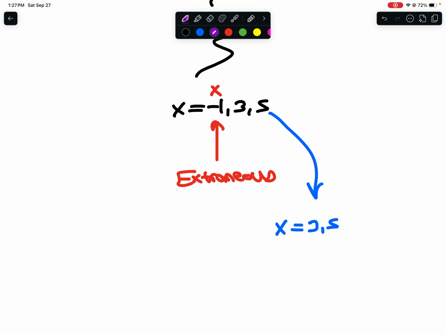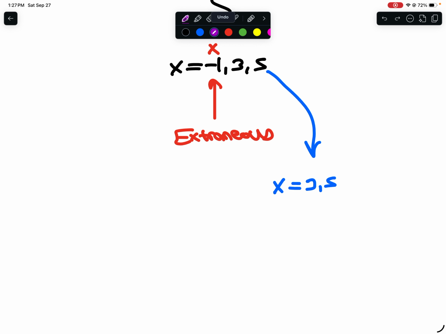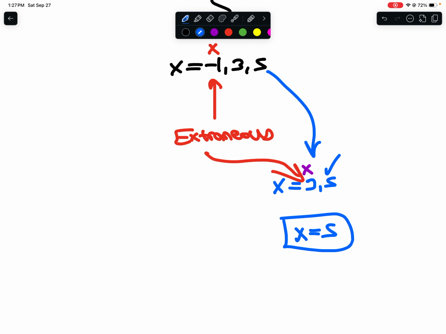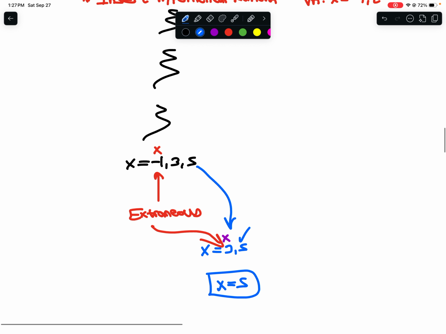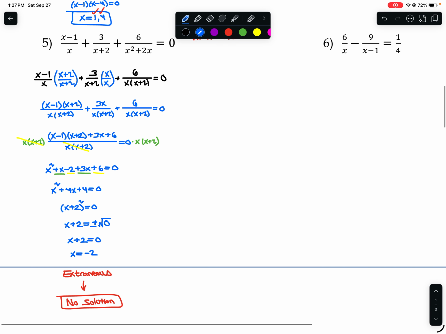So of course you do still need to plug in the 3 and the 5 into your hypothetical rational and see which one works, because this one may be a vertical asymptote, and then, for example, 3 may be extraneous and not work when you plug it in, but then the 5 may work. So then that means your 3 may also be extraneous. So in this case, it may only be 5. So there's a few different layers that you're going to have to check, but hopefully it's not too bad.